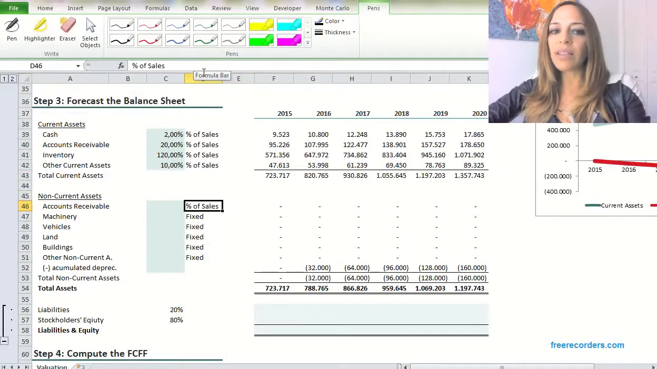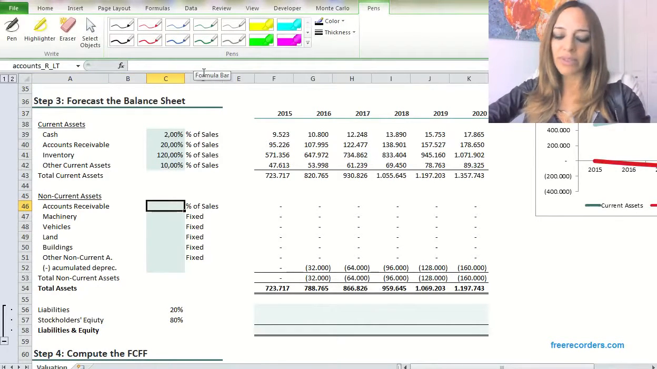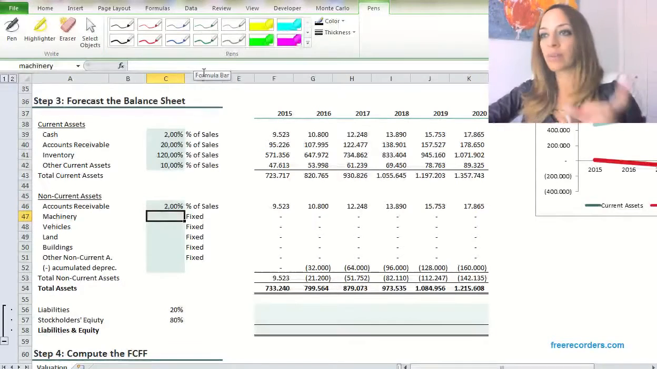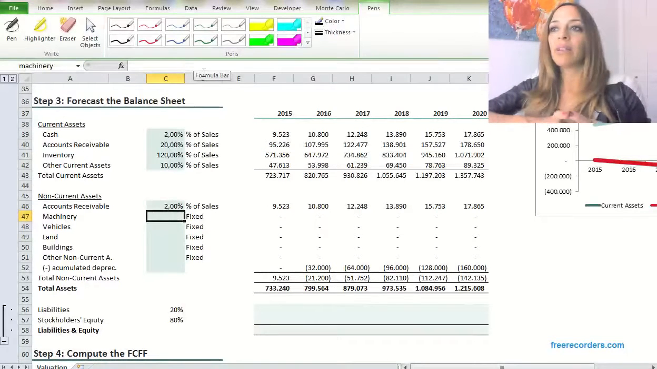But that will not happen with the non-current assets. In this case, we assume, well, accounts receivable will be 2% of sales, but this is long-term accounts receivable, right? But then we have machinery and vehicles, land, buildings that will allow growth in sales without a further investment.